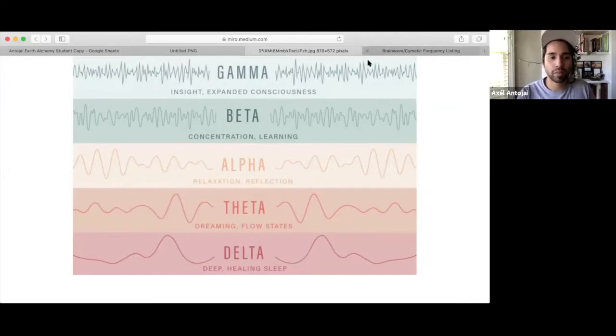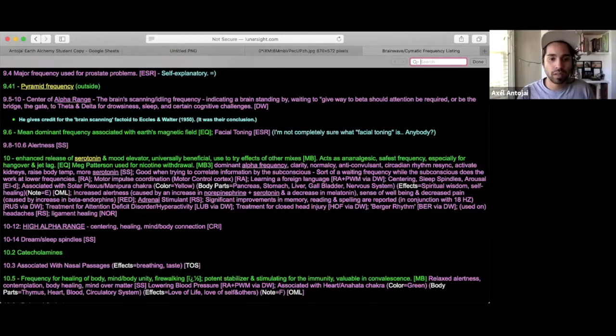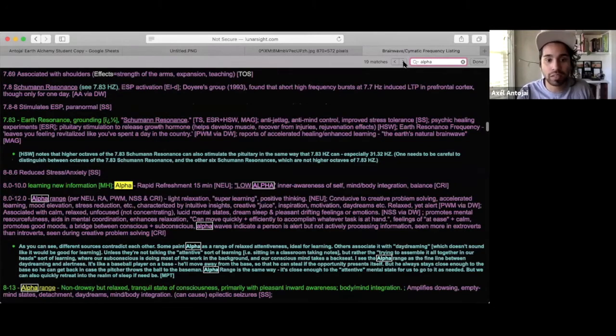So then if you look at brain waves here, brainwave and cymatic frequencies, you can easily find, let's say, alpha, theta brain waves. Those are basically 6.8 hertz, as we see here, which will cause you maybe some muscle spasms. It's associated with telepathy as well. All right, there's a bunch of different other ones here. It can be from 8 to 10 hertz, new information that you're learning, okay? Rapid refreshment, inner awareness of the self, mind, body integration, and balance. You can also do light relaxation, super learning, positive thinking, conductive and creative problem solving, accelerated learning, mood elevation, stress reduction, right? That's all alpha.